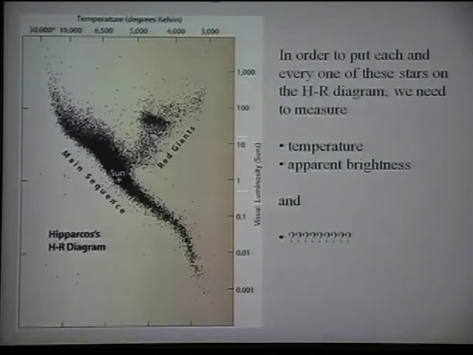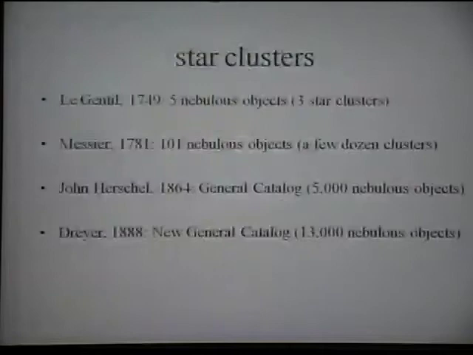So now let's go somewhere else. I'm going to go back in time a little bit to understand something called star clusters. Okay. When the telescope was invented, every object in the sky was assumed to be a star, unless it was a planet. When Galileo first looked with the telescope, he saw some things that were fuzzy. And with the telescope, he could resolve some of those fuzzy things into individual stars. Those things are star clusters.